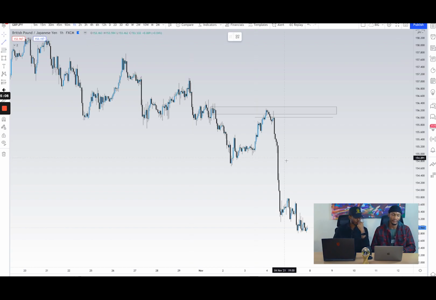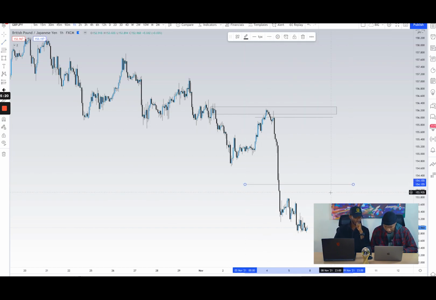We left around 154 here. It was a good 1:4 risk to reward. So we're good with that.